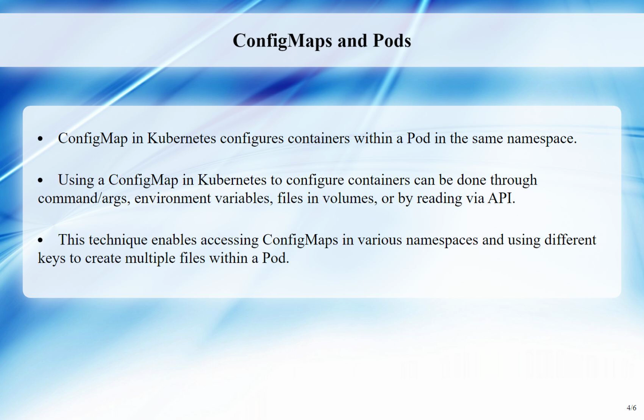In an example using a ConfigMap called game-demo, different keys can be used to create multiple files within a pod by defining a volume and mounting it inside a container. Omitting the items array results in each key in the ConfigMap becoming a separate file within the pod.